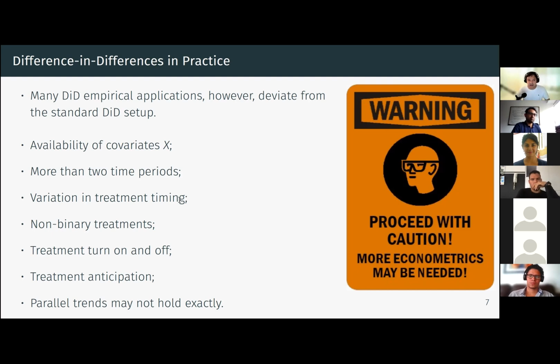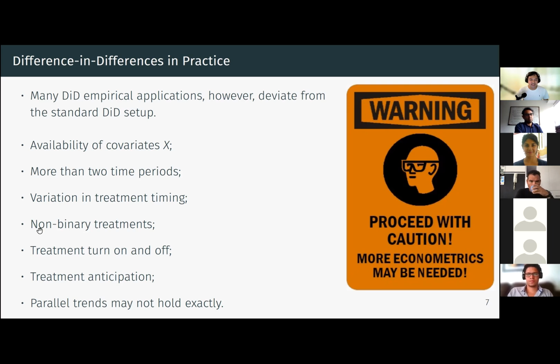Take minimum wage: states may raise their state-level minimum wage in the US at different points in time. Different neighborhoods may pass different policies at different points in time, and so on and so forth. Again, once we have that, we are outside the classical 2x2 DID setup.